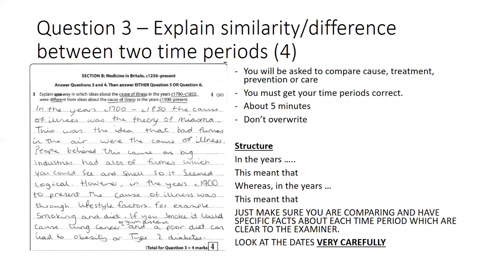They've made a comparison and they've showed the change. Just make sure with this response that you are comparing and you have specific facts about each time period which are very clear to the examiner. Also, look at the dates very carefully. In this question in particular, a lot of people wrote for 1700 to 1850 germ theory. That's wrong. Germ theory wasn't until 1861. So be careful to look at your dates and know what event happened when.